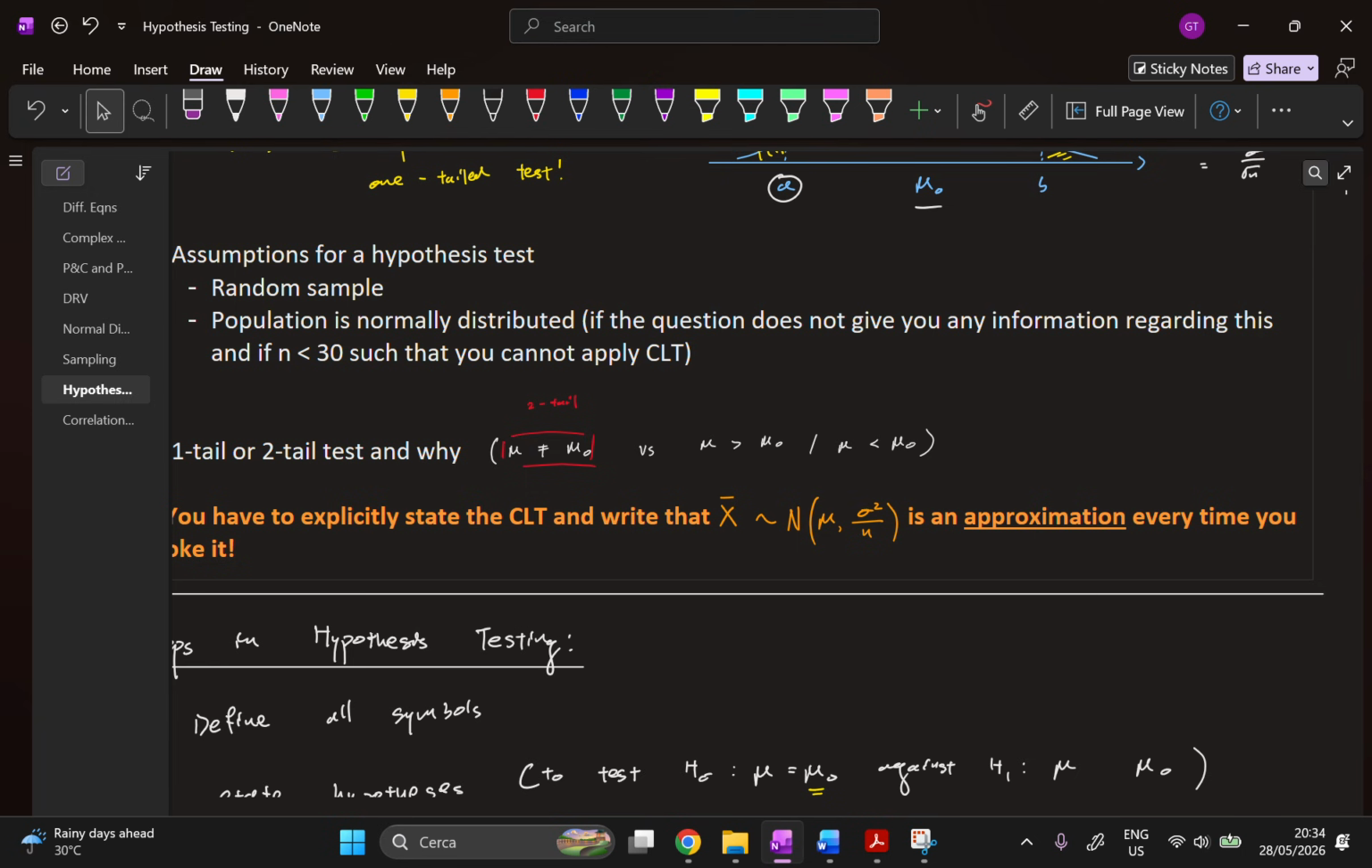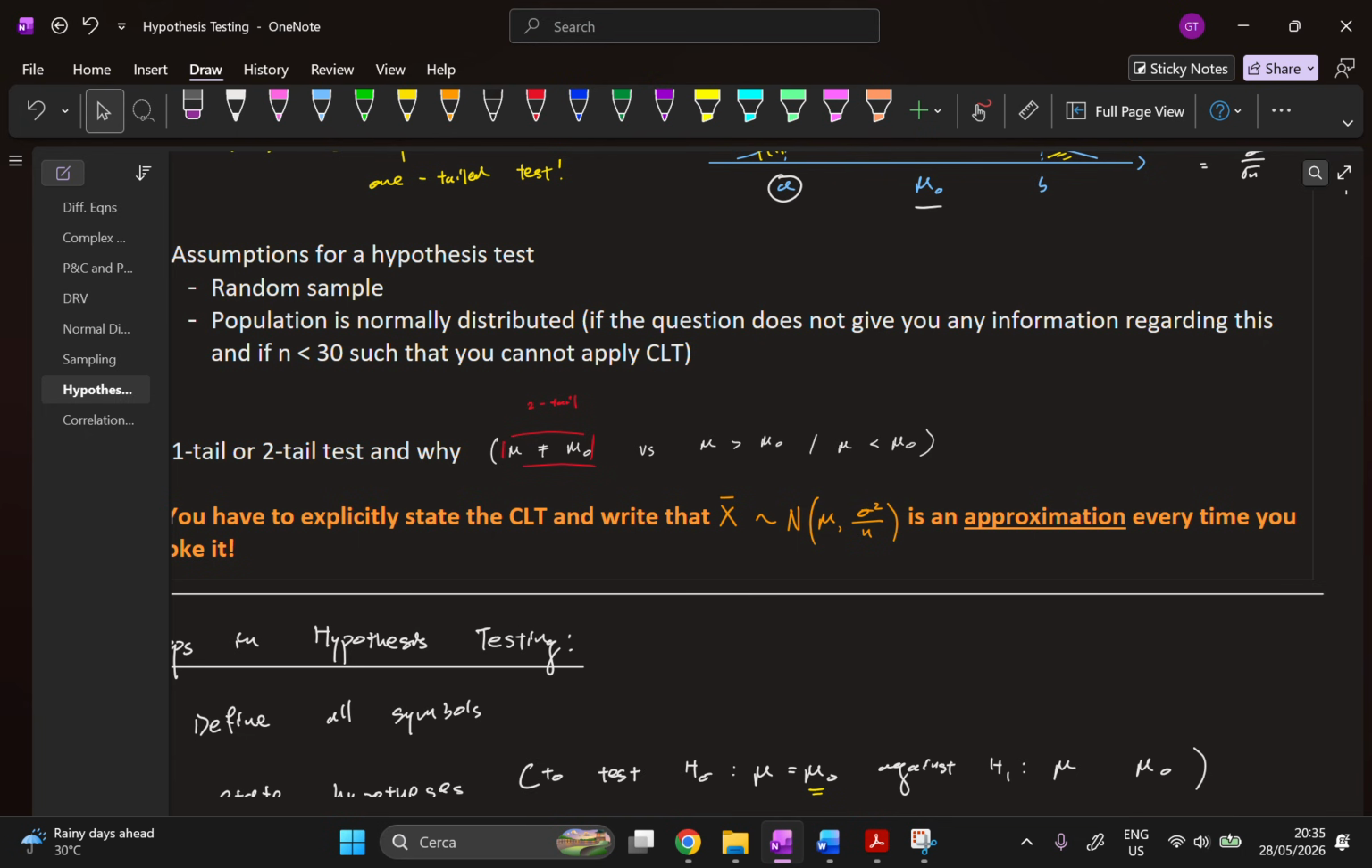Please only invoke CLT if n is sufficiently large. If the question doesn't say those 4 magical words, something is normally distributed, or something follows a normal distribution, so you either need to have those 3 or 4 magical words in the question. If the question doesn't have those words, you cannot just assume. If you are required to assume anything, the question will usually be very kind to you and signpost by saying something like stating any assumptions that you need. Then of course you will need to assume that it's normally distributed.